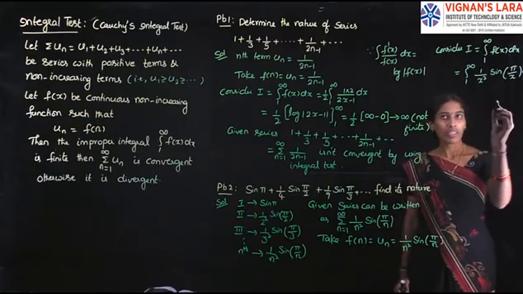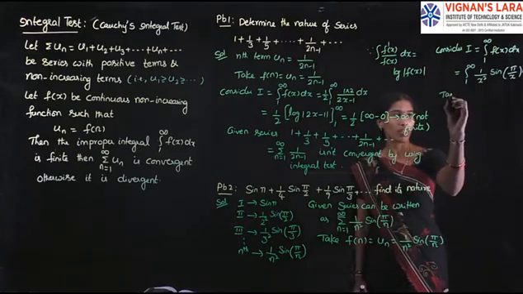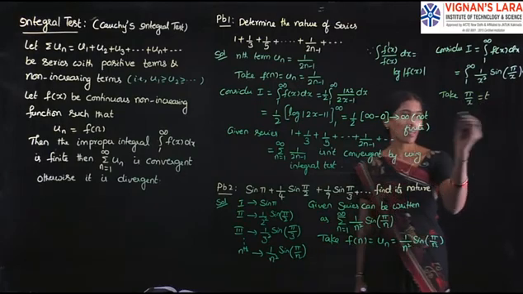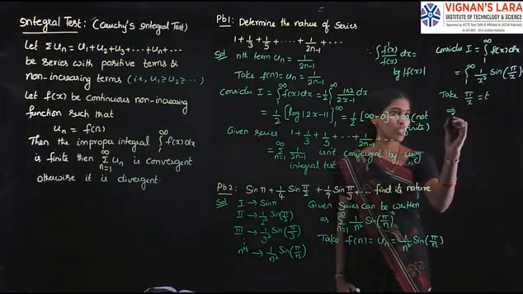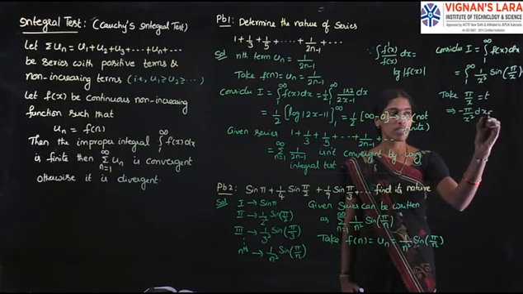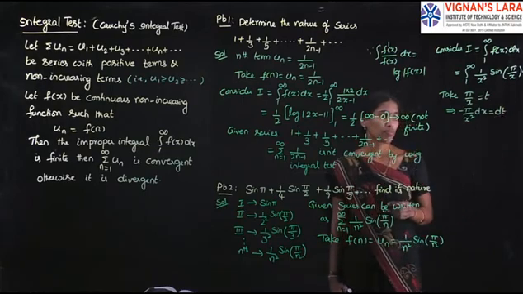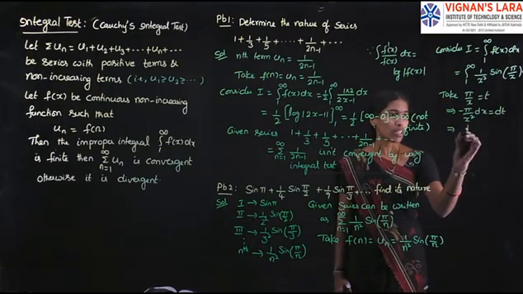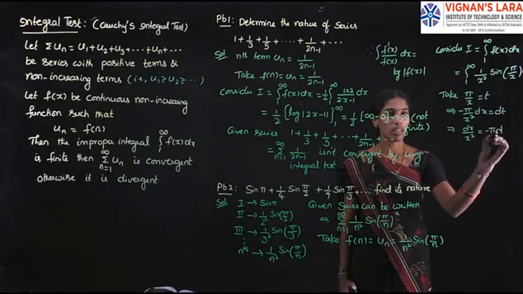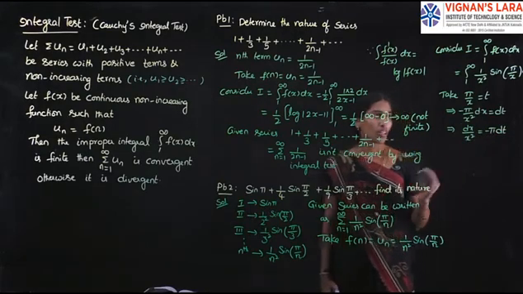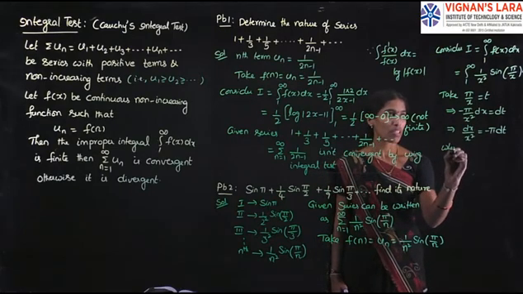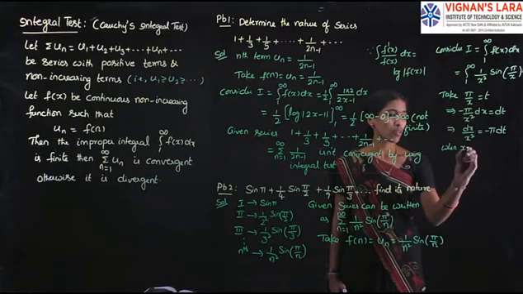To evaluate this integral, take pi by x is equal to some t. Doing differentiation on both sides, minus pi by x square dx is equal to dt. So dx by x square is equal to minus dt by pi, right? So now we have to find out the new limits. Previous limits are when x is equal to 1.